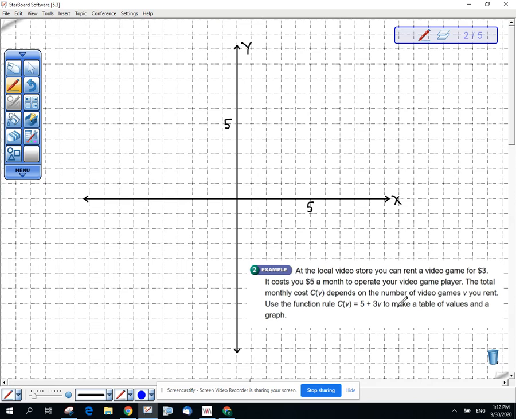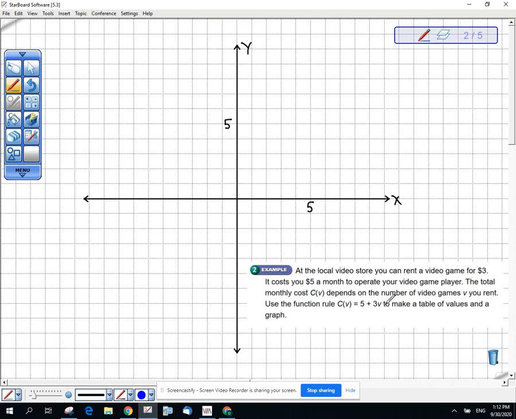It costs you $5 a month to operate your video game player. The total monthly cost, C of V, okay, so there's your function notation again, C of V, that just means the output, the dependent variable. It depends on the number of video games V you rent. Use the function rule C of V equals 5 plus 3V to make a table of values and a graph.